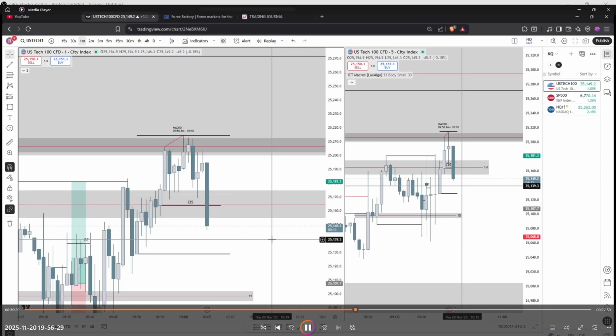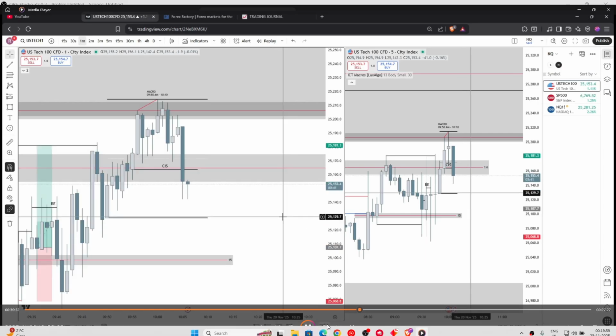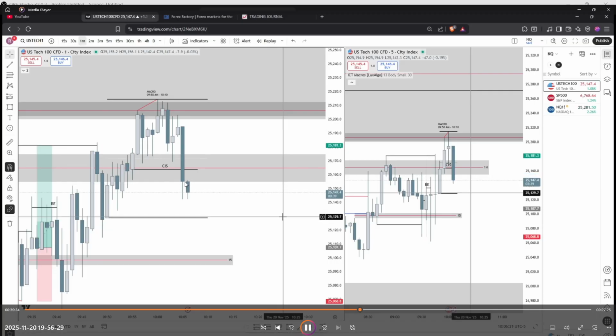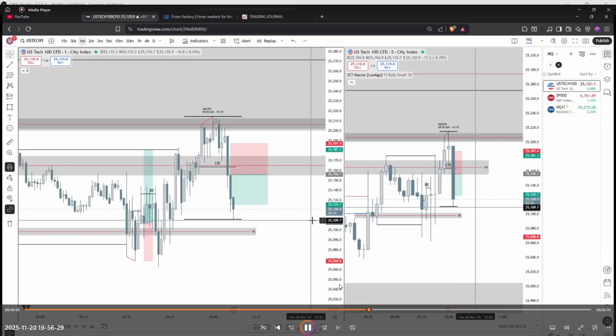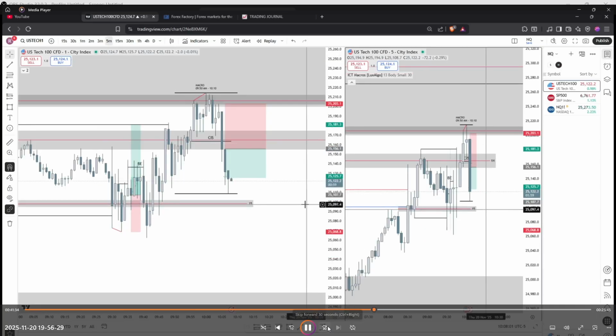You see here, the market just started going. I was waiting for a little bit of a pullback so I could enter with my stop loss above this high, but that didn't happen. As you can see, I was thinking that maybe I could have entered here. The market started dropping very nicely. See here.